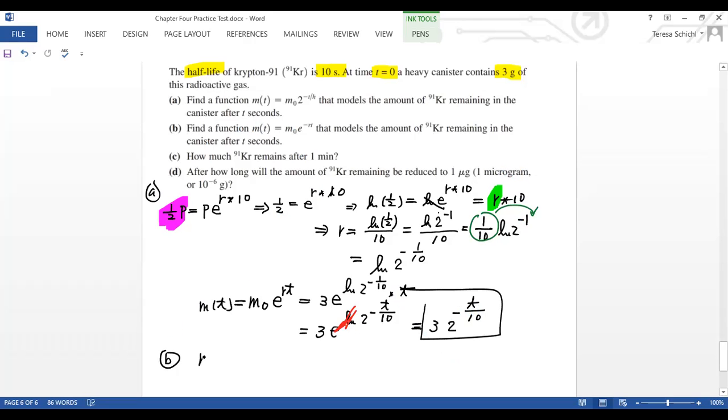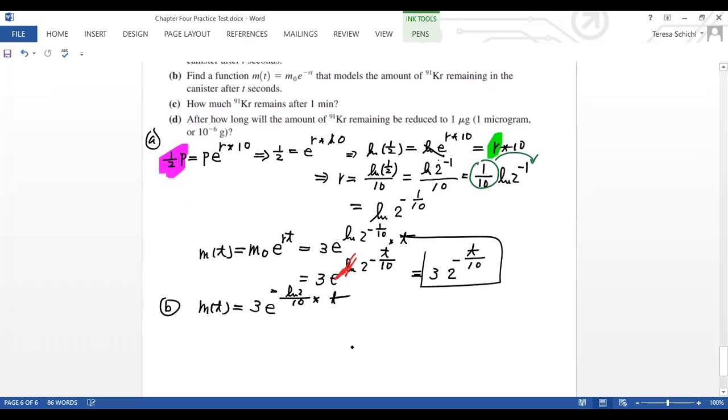So then you will say M of t is 3 grams times e to the rt. What is the r here? r is the natural log 2 over 10 times t here, okay?